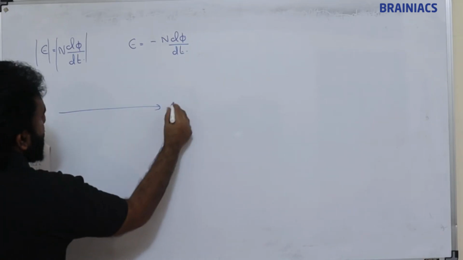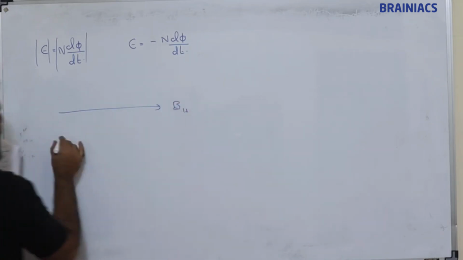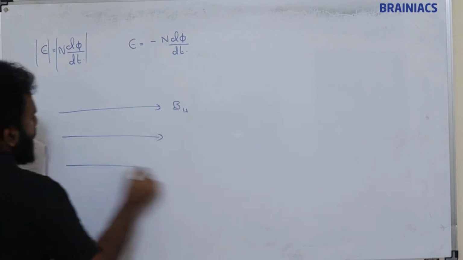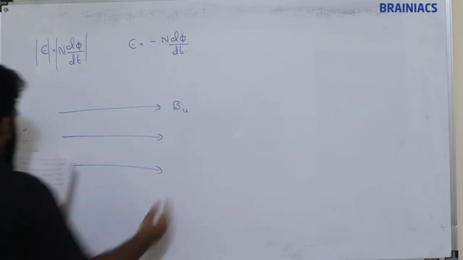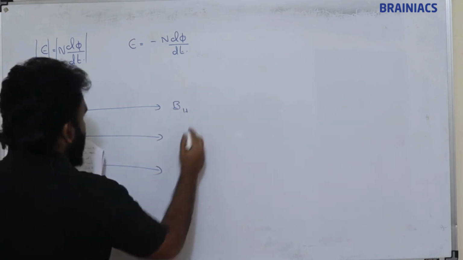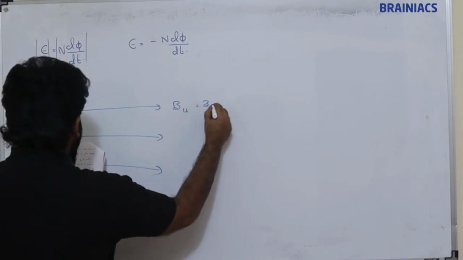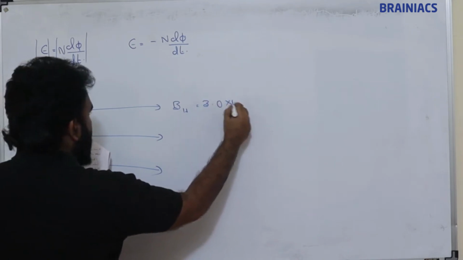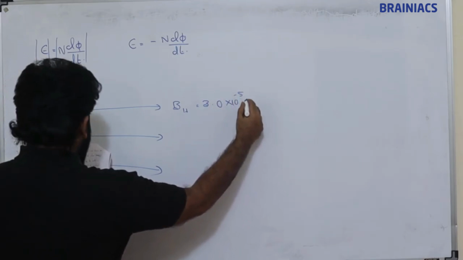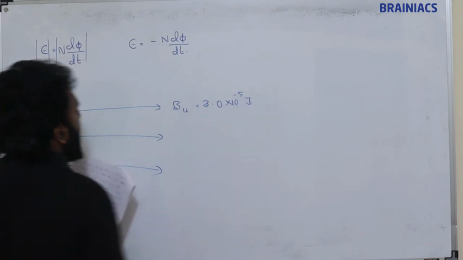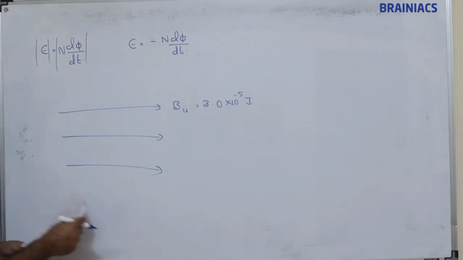Suppose the horizontal magnetic field is this. Then this data is given as 3.0 into 10 raised to minus 5 Tesla. Okay, this is the horizontal magnetic field.